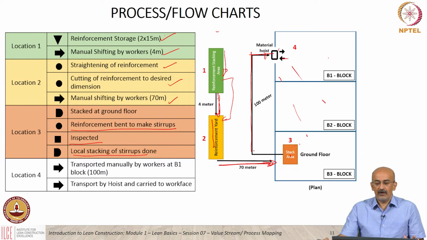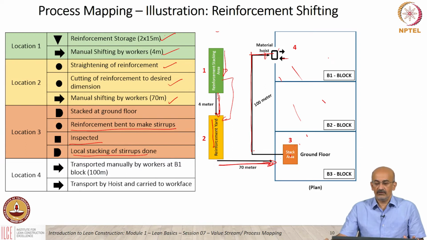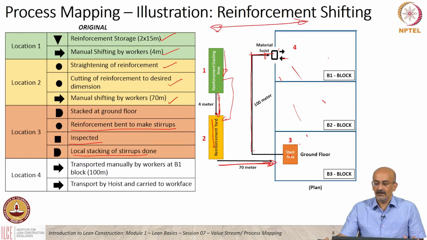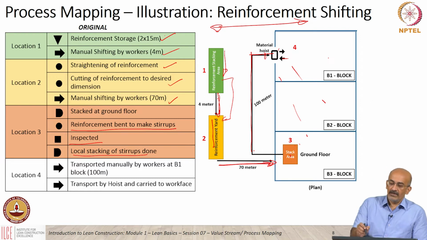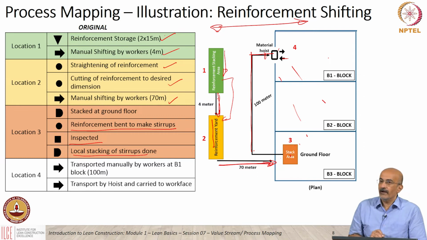The question now is, how can we improve this process? So if I go back here and ask, how would you improve this process? What are the wastes you see right away? Any suggestions on the waste you see right away? Yeah, location 1 and 2 can be merged together. So one option is actually to merge location 1 and 2 together. That is one option. Anything else?